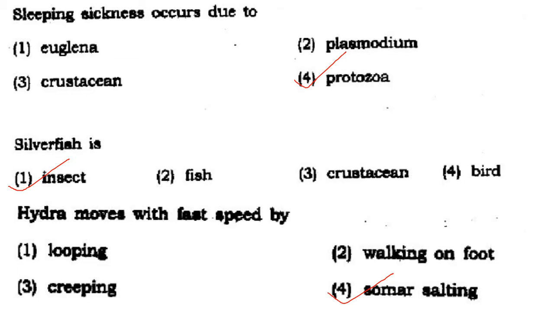Silverfish is insect, fish, crustacean, bird. Answer is option 1, insect. Next one. Hydra moves with fast speed by option 1 looping, option 2 walking on foot, option 3 creeping, 4 somersaulting. Answer is option 4, somersaulting.